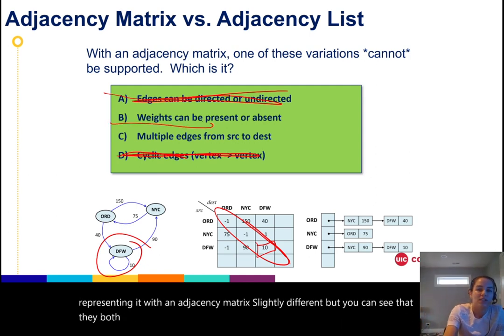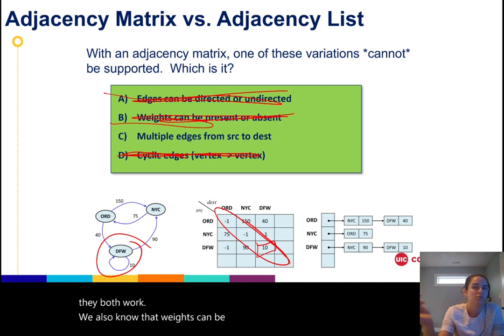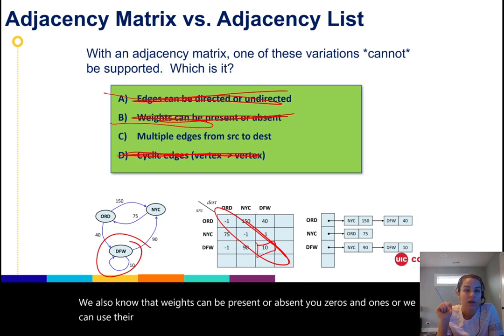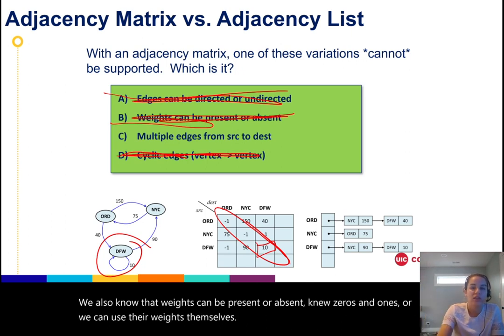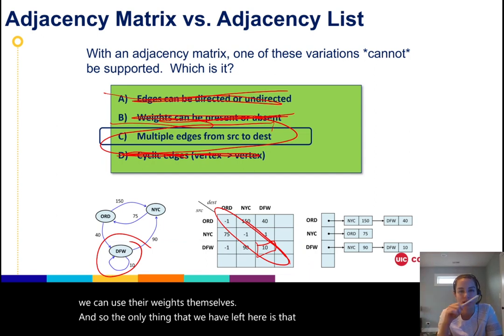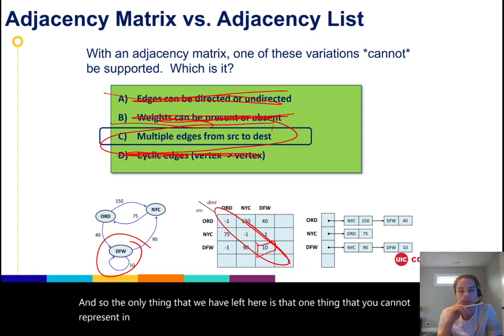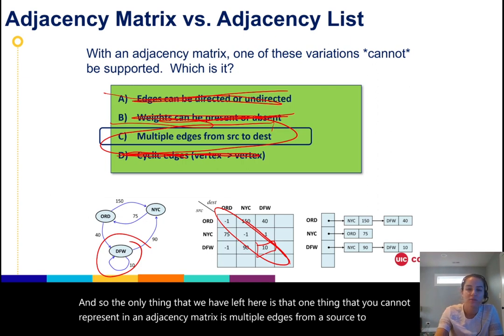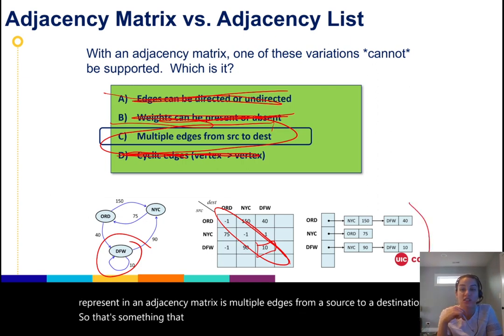We also know that weights can be present or absent. We can use zeros and ones, or we can use the weights themselves. And so the only thing that we have left here is that one thing that you cannot represent in an adjacency matrix is multiple edges from a source to a destination. That's something that you could do in an adjacency list, but it's not something that you could do in an adjacency matrix.